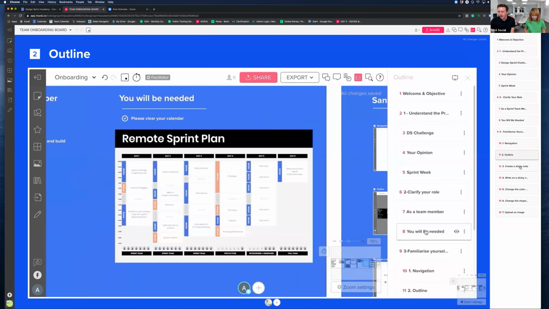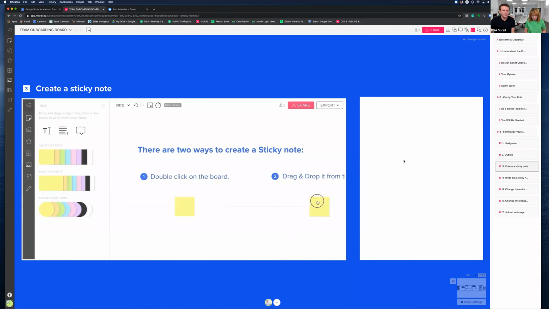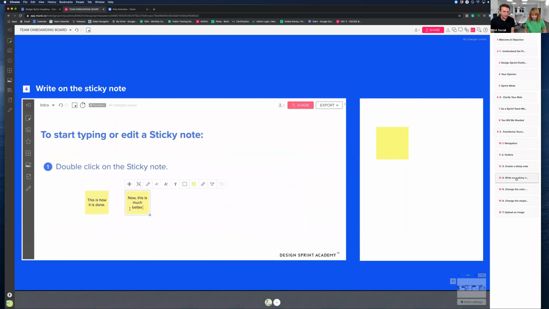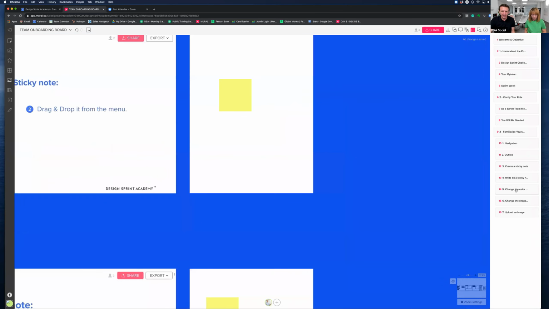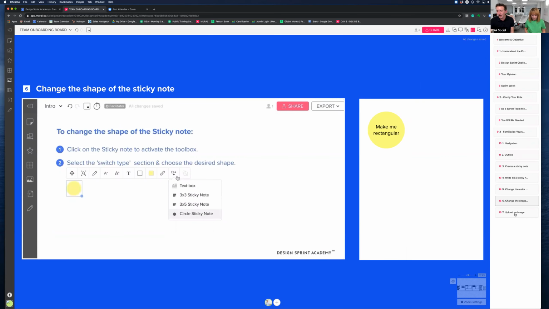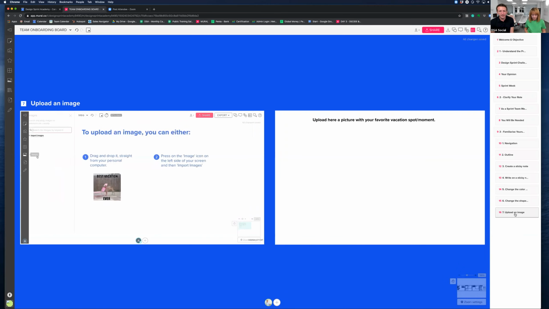And then we teach them how to do basic operations, like creating a sticky note. Here's a video of the sticky note, but then we ask them on this right-hand side, which is blank, please create a sticky note. And I watch them do that, making sure they're able to perform it. Once they create a sticky note, now write on it, then change the color of the sticky note, change the shape of the sticky note, and finally upload an image. And incidentally, we're also using this image later in the design sprint for an icebreaker.